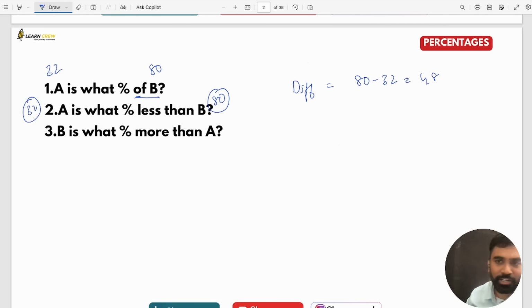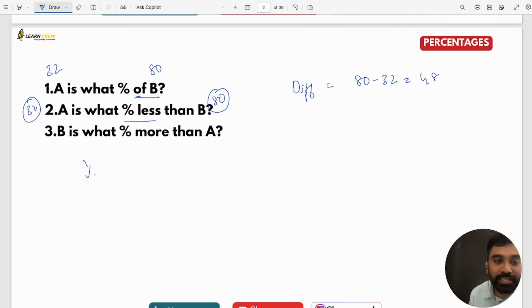Sir, now I want to find out the percentage. In order to find out the percentage, by what should I divide, sir? That is the question. Should I divide by 32 or should I divide by 80, sir? Sir, they're asking for percentage less, so I'll divide by the smaller number. No.